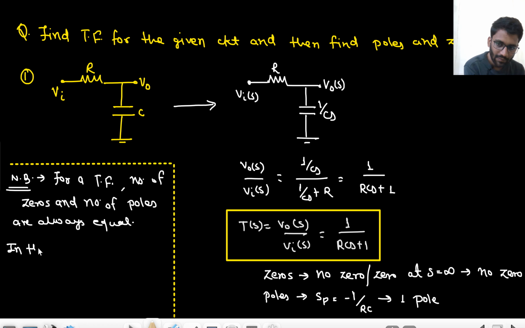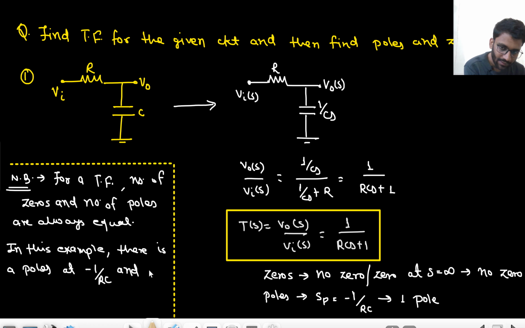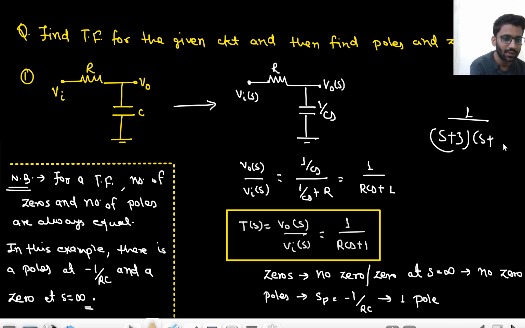In this example, there is a pole at minus 1 by RC and a zero at S equals to infinity. When there is no zero, that means we are saying that there will be one zero at infinity. Are you getting my point? Let's just assume my transfer function was like this, S plus 3 into S plus 2 in the denominator. So I have two poles. These are the poles. I will have two zeros as well, and both of the zeros will be at infinity.